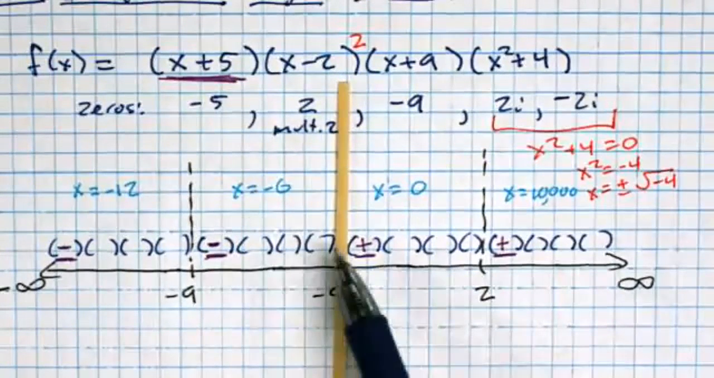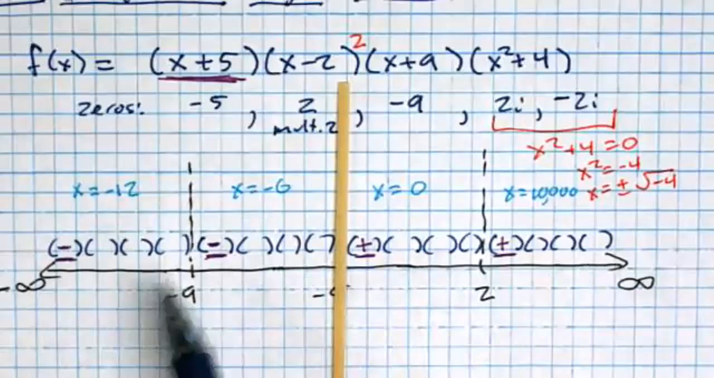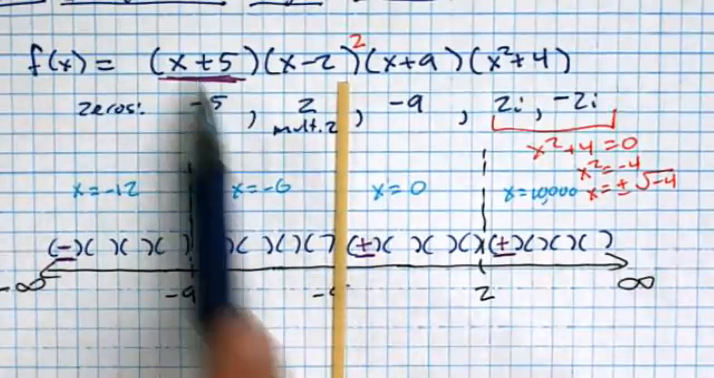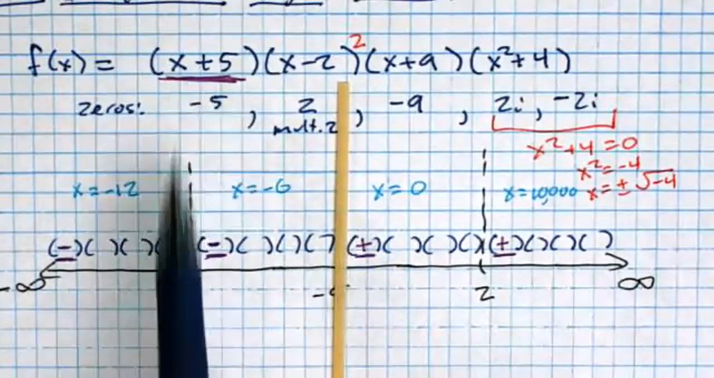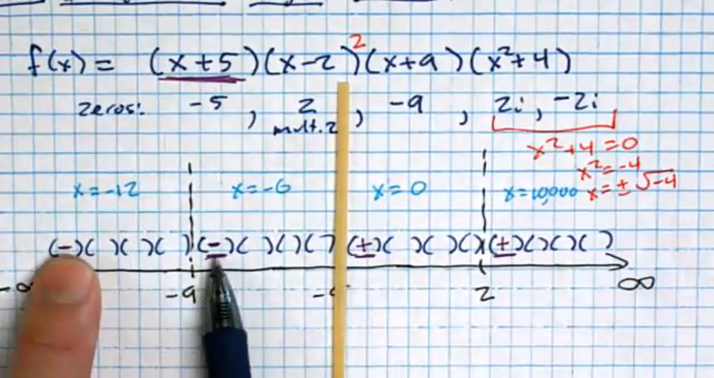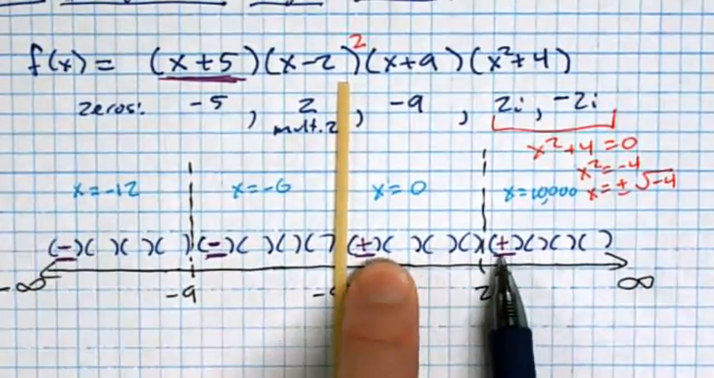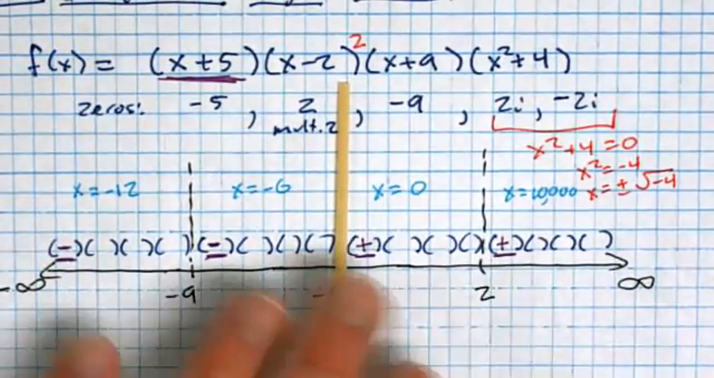Negative 5 is the dividing line because any x value to the left of negative 5 is going to give you what type of answer for this? A negative answer. And anything to the right of negative 5 is going to give you what type of answer? A positive. So we didn't actually need these test values. We could have just put a negative in both of these spots to the left and a positive in both of these spots to the right. That's the shortcut.